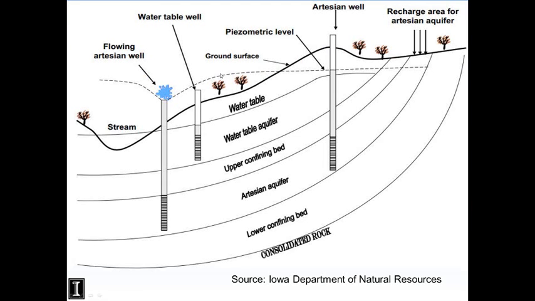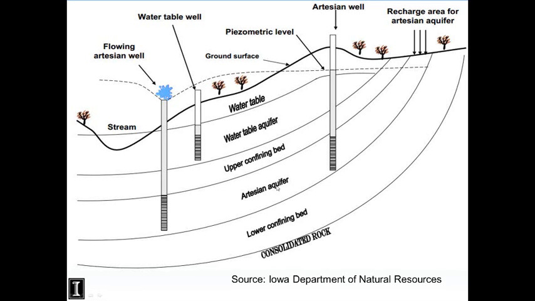Okay, this is another example of a multiple layer system. The water table aquifer here is this whole unit. The solid line is the water level in the water table aquifer. And so this is a water table well. It's got a screen that's in the water table, and so the water level in the well is here.